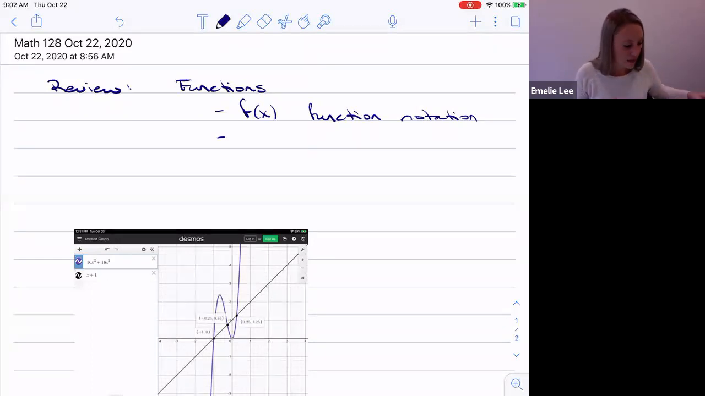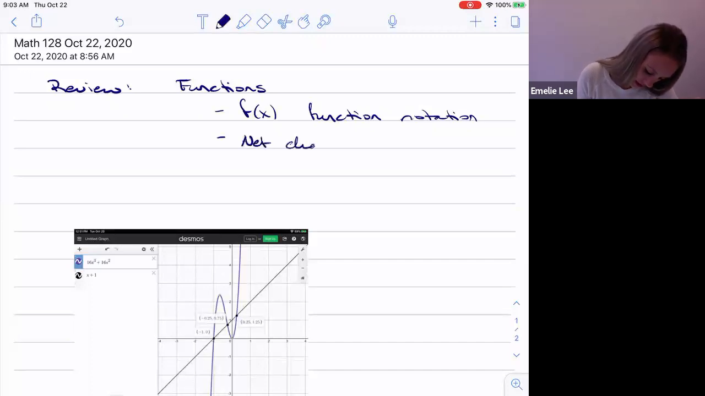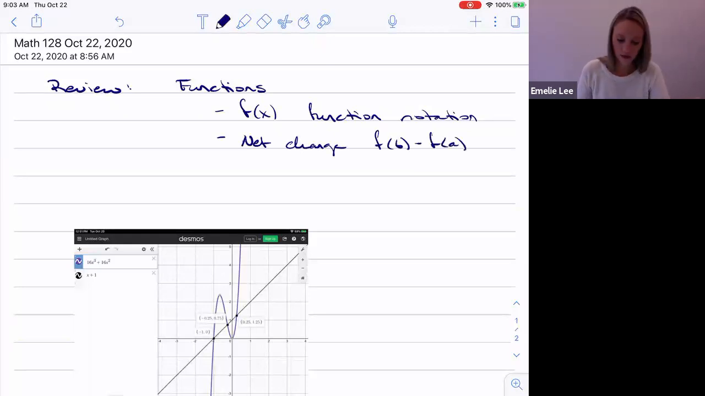And then we talked about the net change, which is going to come up again today: f of b minus f of a. The function evaluated at point b minus the function evaluated at point a, assuming that point a is less than point b. So kind of the second output minus the first output, that's the net change.